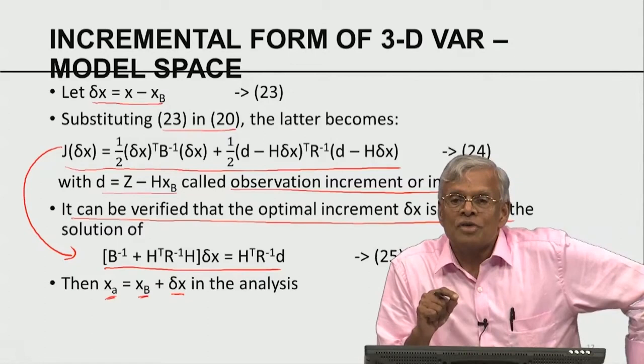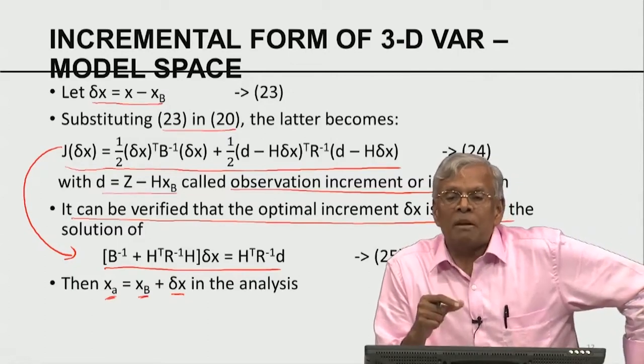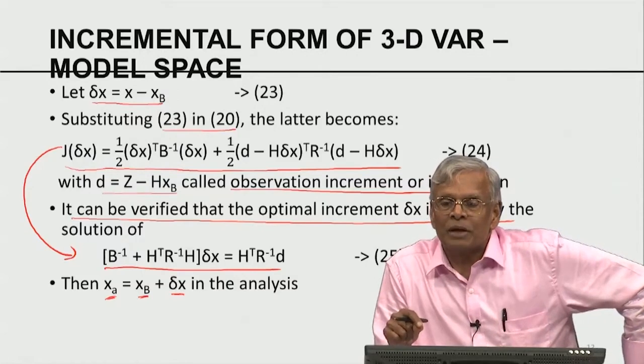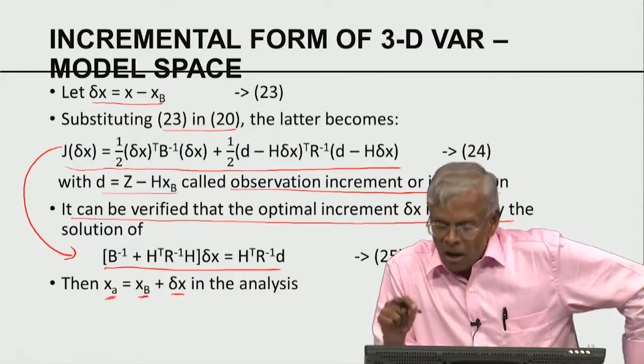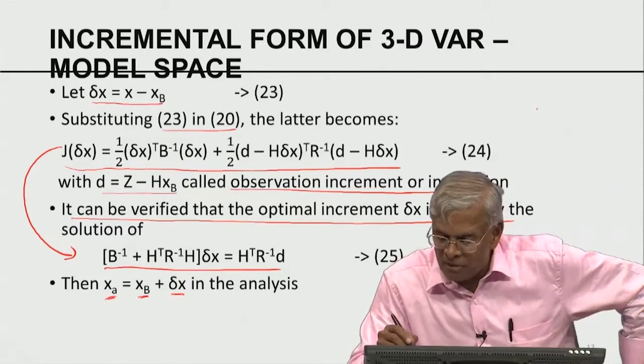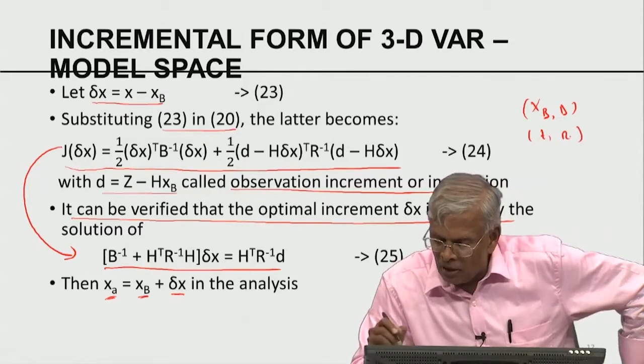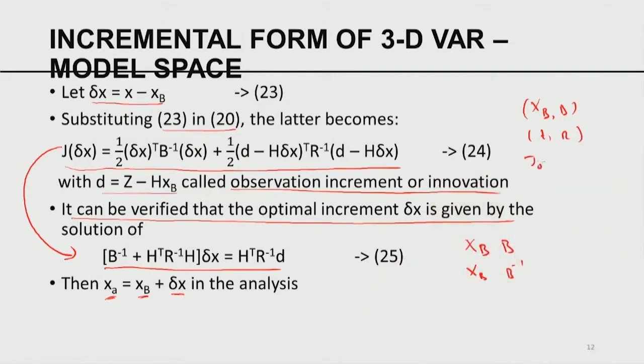Is there a way to reformulate the problem without worrying about B inverse but using B only? I hope you appreciate this problem now. We know XB, so what is it that we have been given? I know the background information XB and B. I know the observation Z and R, but my J naught uses R inverse. My JB uses B inverse.